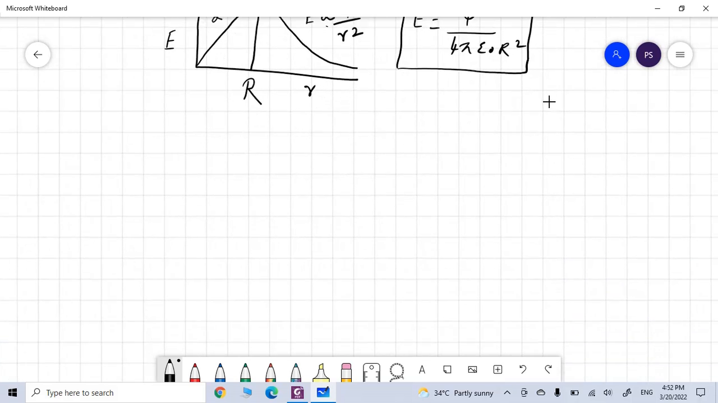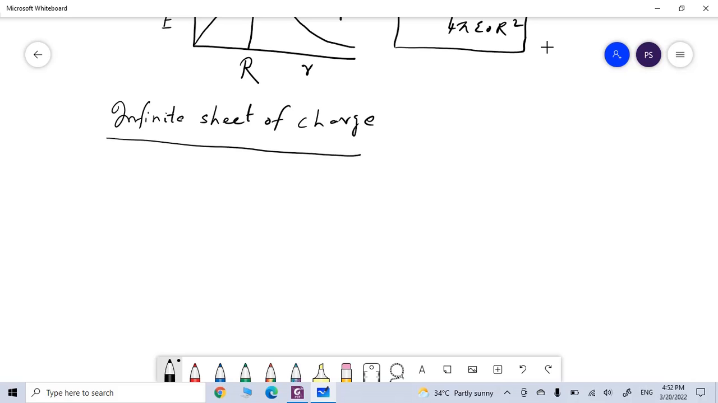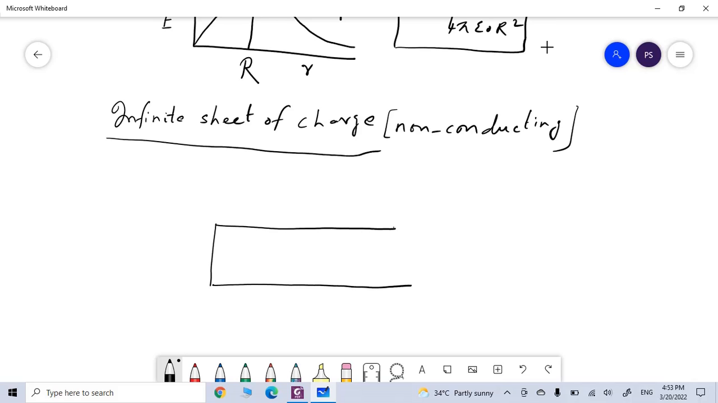Now let's consider another example. Let's consider an infinite sheet of charge. Let's assume that the sheet we have is non-conducting. A very good example is, imagine that you are working with your blackboard and that's your infinite sheet of charge. Let's say it's positively charged. So this is how the charge is.